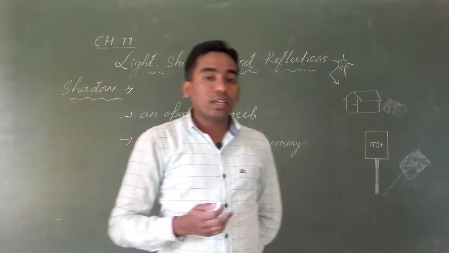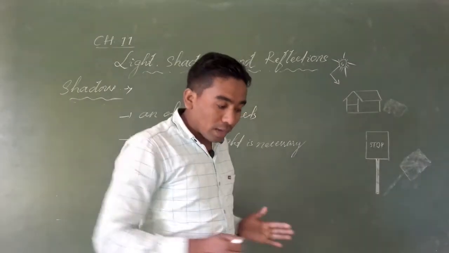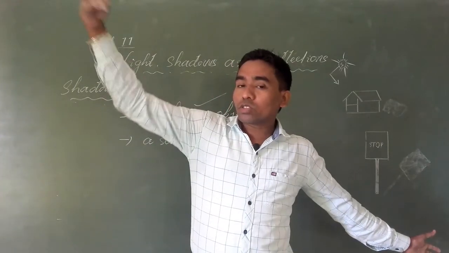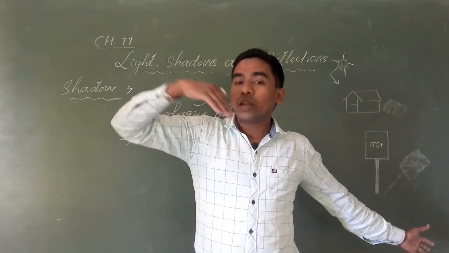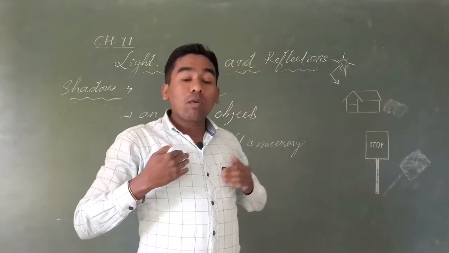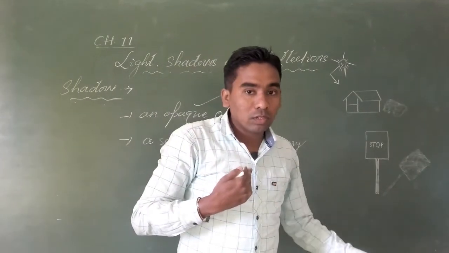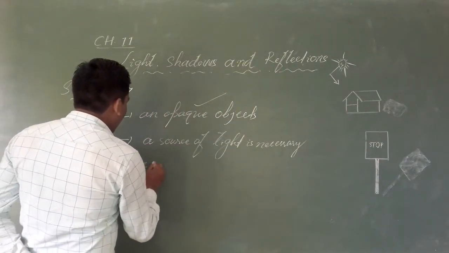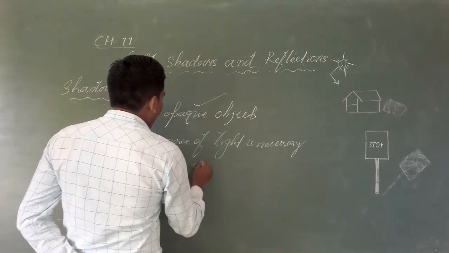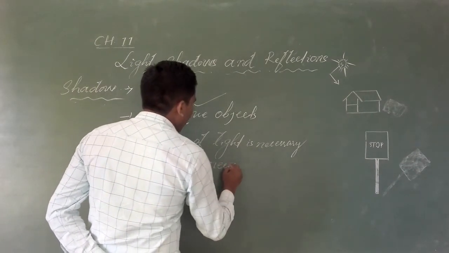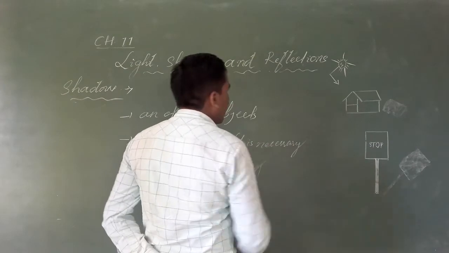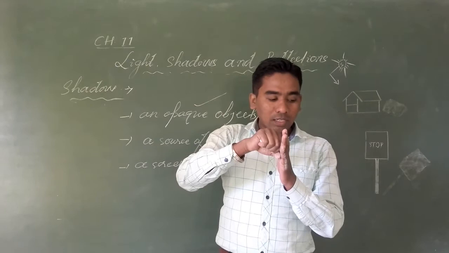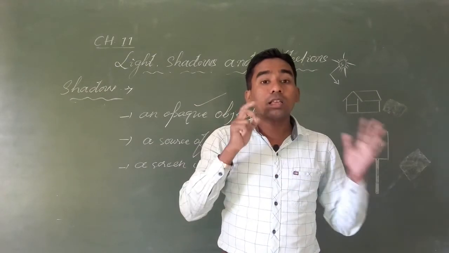On a moonlit night, while you are walking, at that time also we can find our shadow. It means the source of light is the moon, and we are the opaque objects, and our shadow is formed on the ground, that is why a screen is also necessary. Third, a screen is necessary to form a shadow. A source of light, an opaque object, and a screen are necessary to form a shadow.